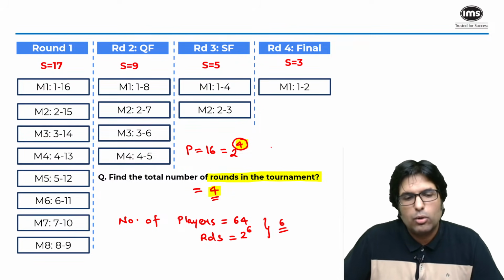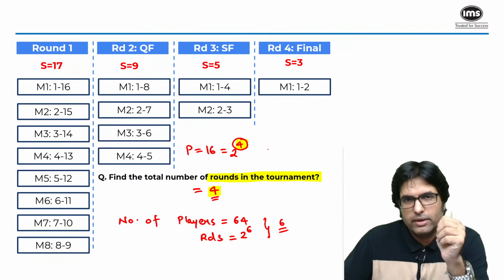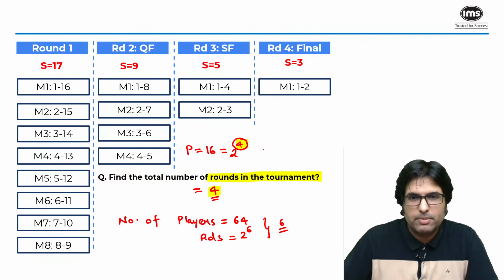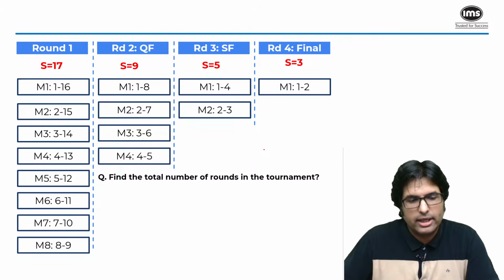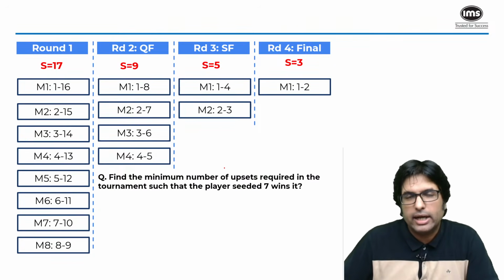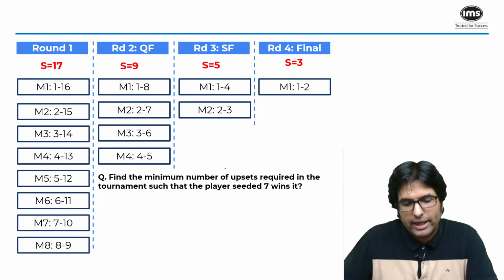So this was about the second question, number of rounds. So we have understood two crucial parts. One is number of matches, second is number of rounds. Let's move ahead to the next part now. So let's look at the next question. The next question is slightly more interesting, difficult, challenging, and I would say more on the lines of what CAT might throw at you. So let's look at this question.